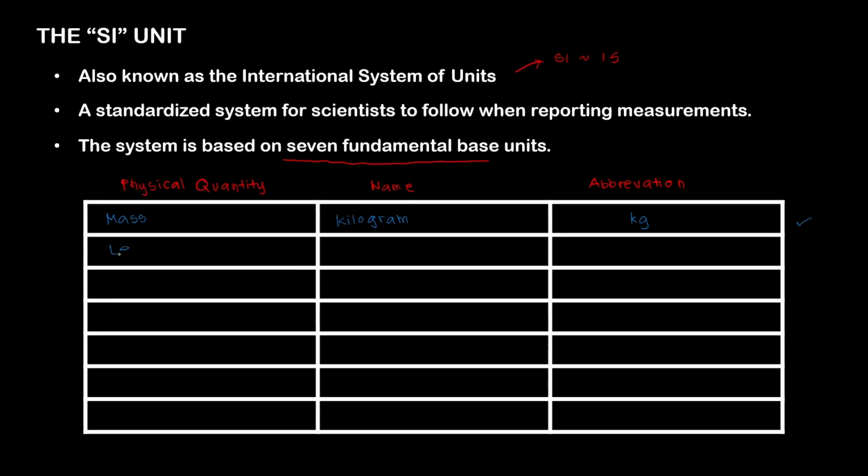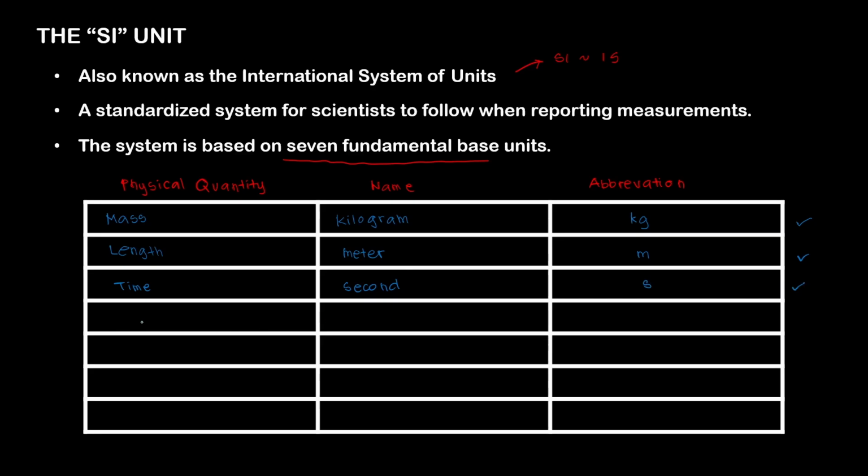Next is length. For measuring length, we follow the SI unit and word it as meter, not kilometer, not millimeter, with an abbreviation of small m. Then followed by time, which I think you know. This is reported in seconds, or second, with a symbol of small s.